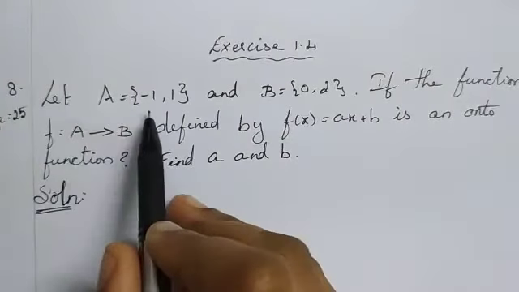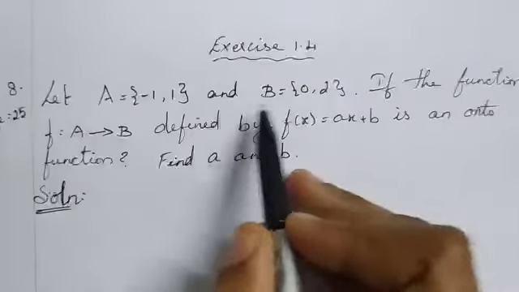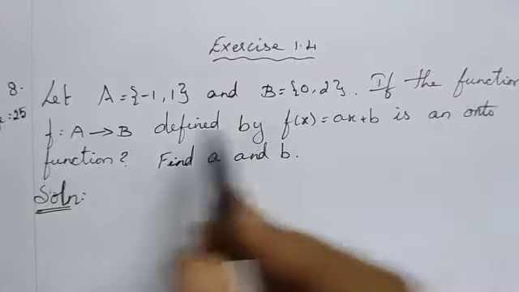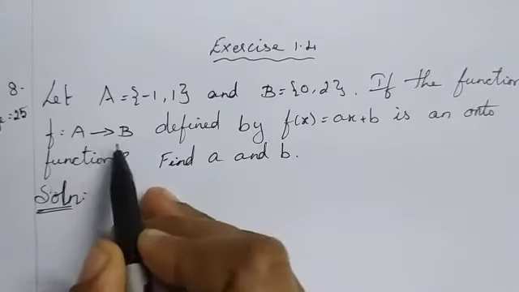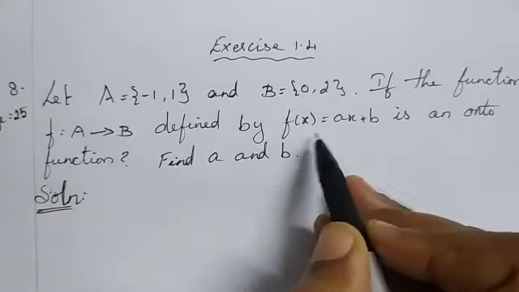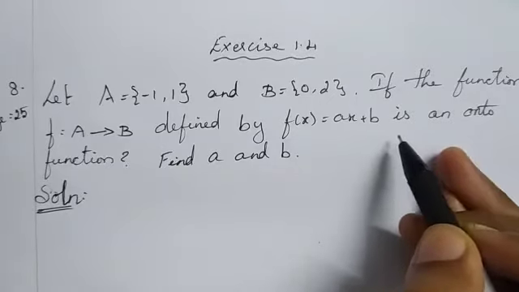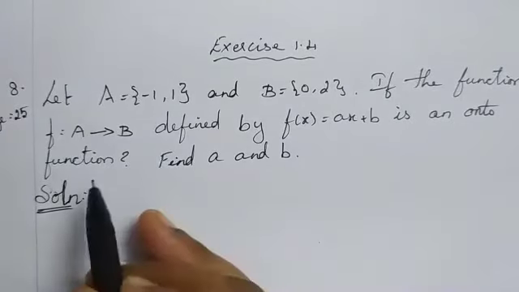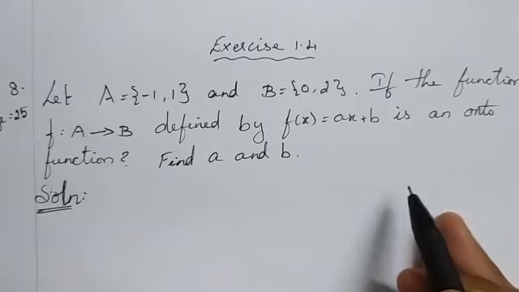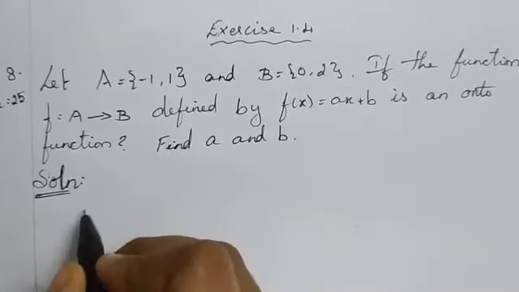Let capital A is equal to {-1, 1} and capital B is equal to {0, 2}. If the function f from A to B defined by f of x is equal to ax plus b is an onto function, find a and b. First write the given sets.